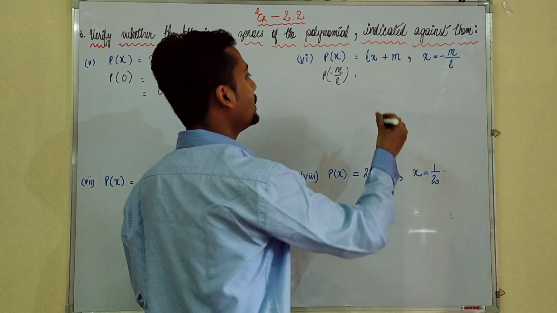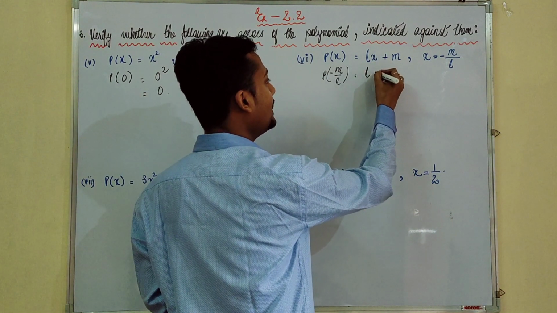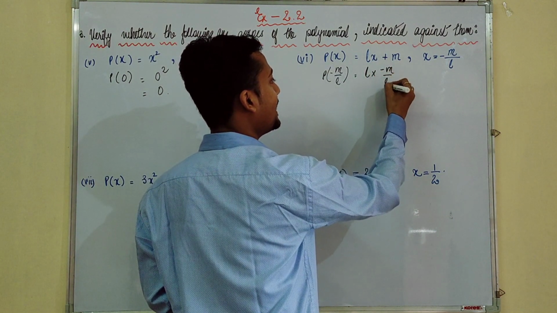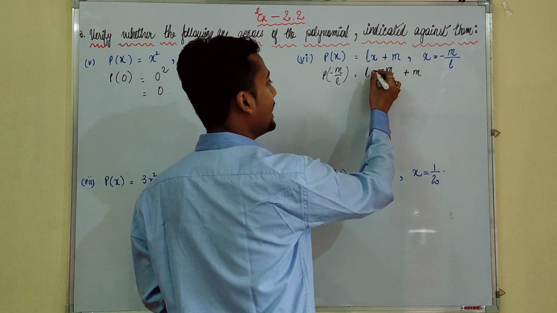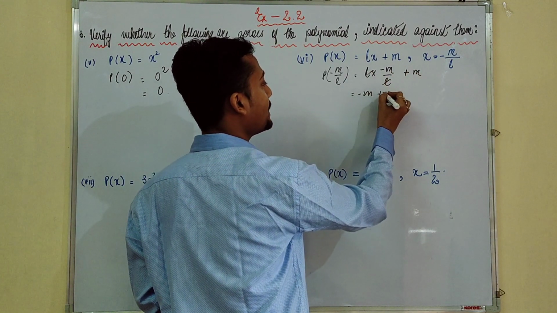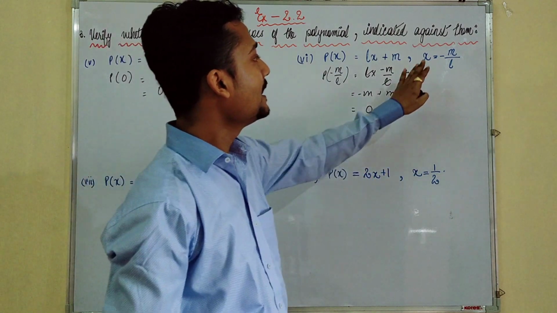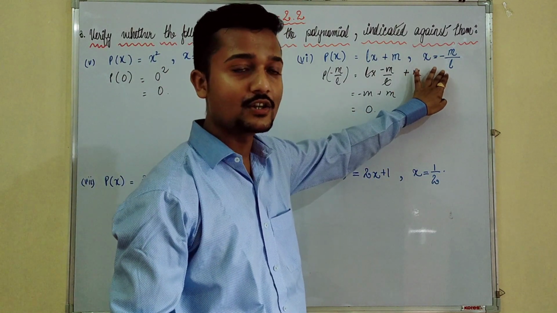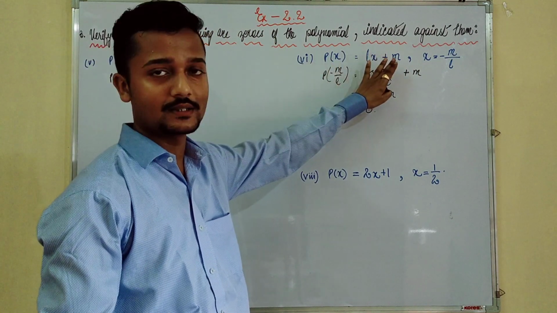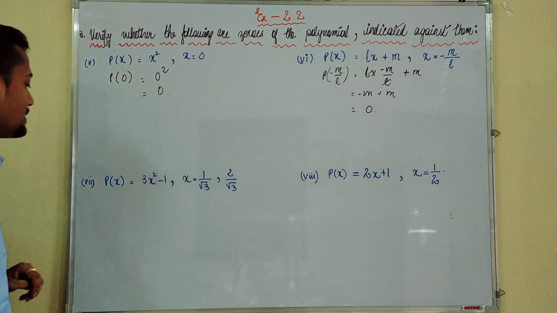Okay, so what will be this? L into minus m by L plus m. L cancels, minus m plus m is equal to 0. That means here again x equal to this is 0 of the polynomial p(x) is equal to this. Okay, this particular question.